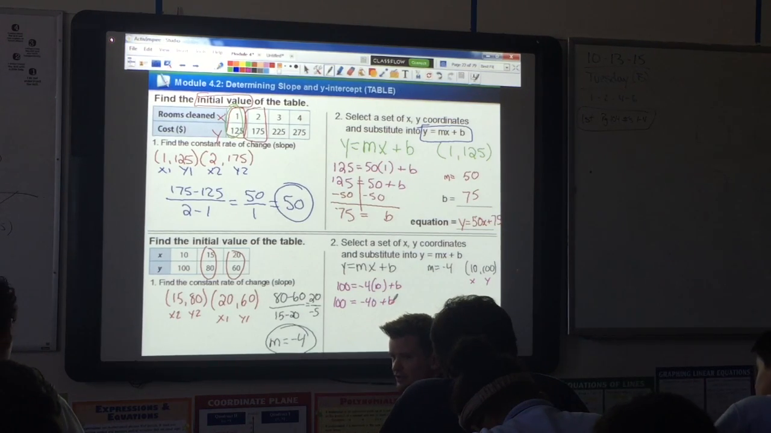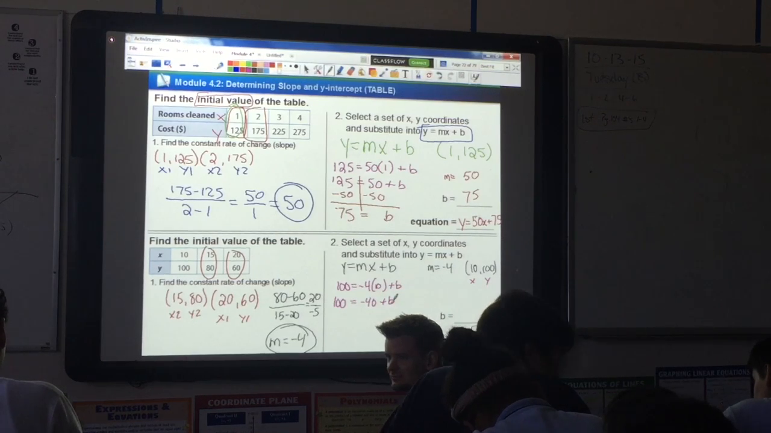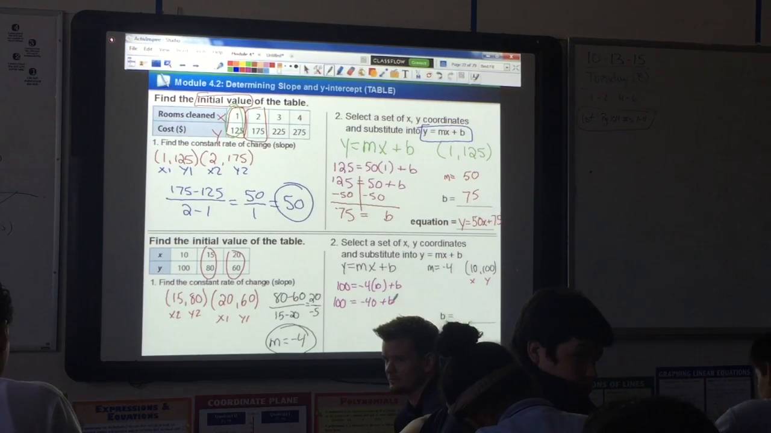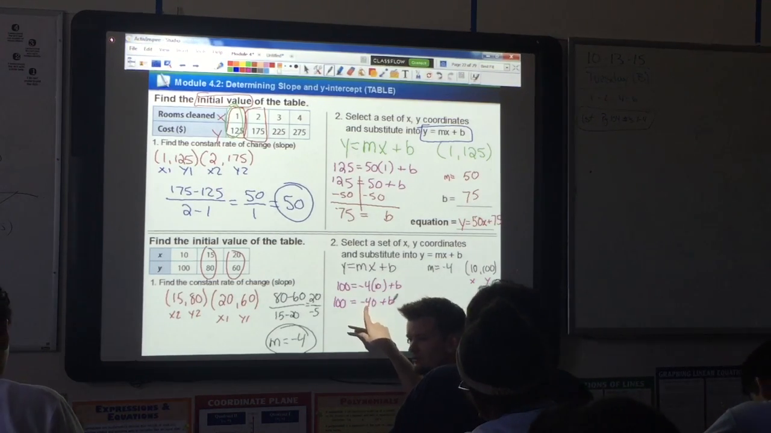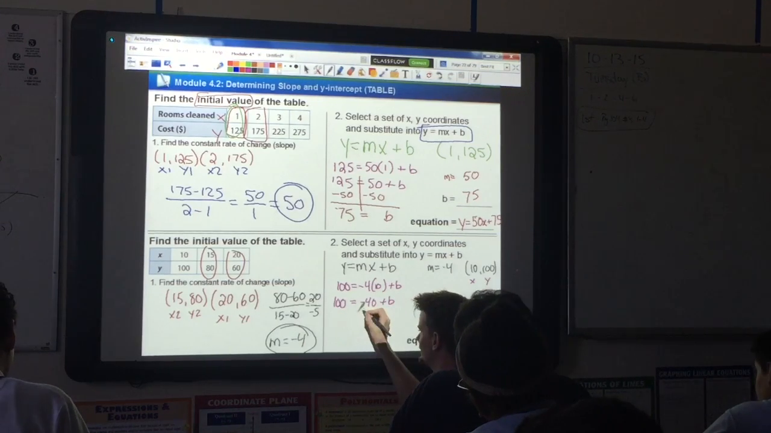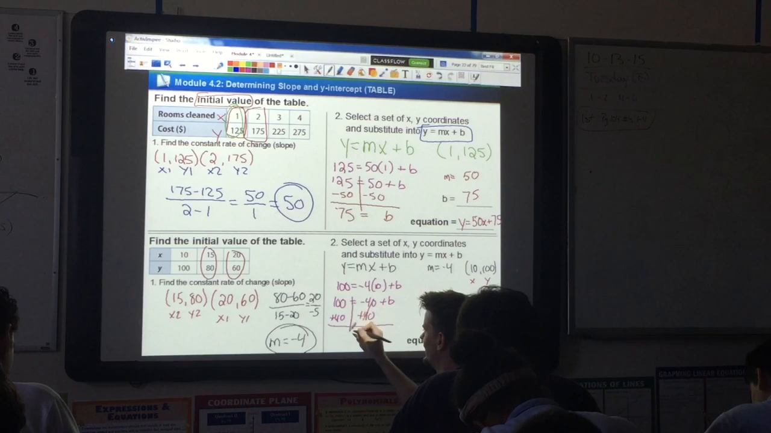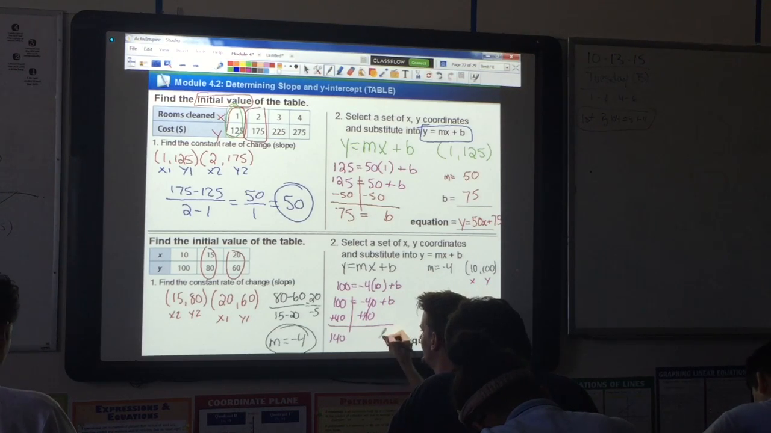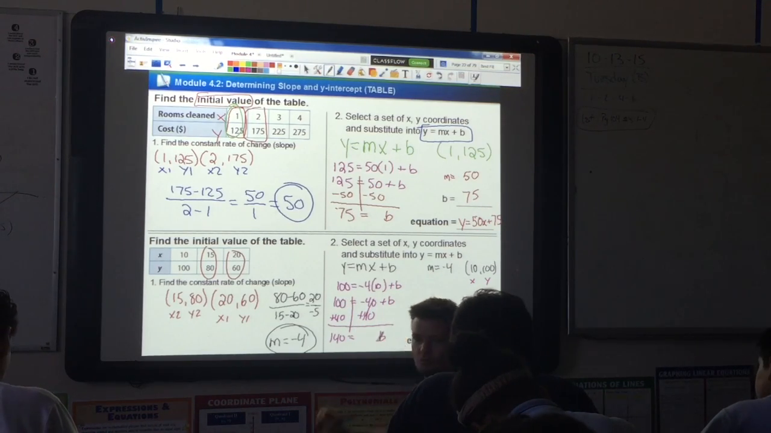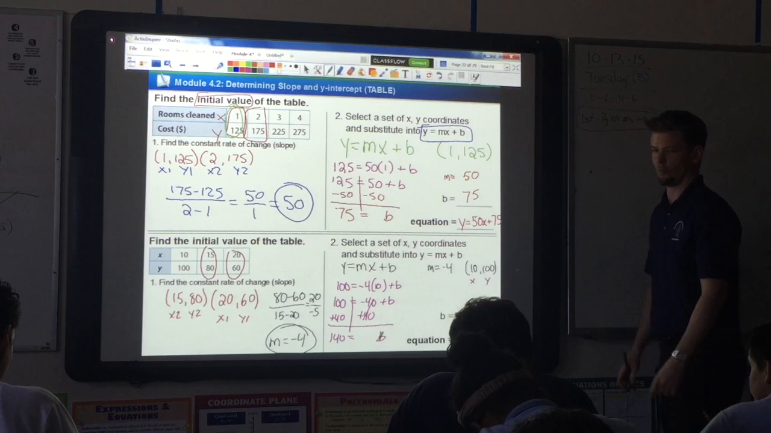Finish it up. What do I do to solve this equation? This is a -40. What's the inverse or the opposite of a -40? Good. We add 40 to both sides. On this side, they will cancel out. And what is my y-intercept going to be, class? 140.